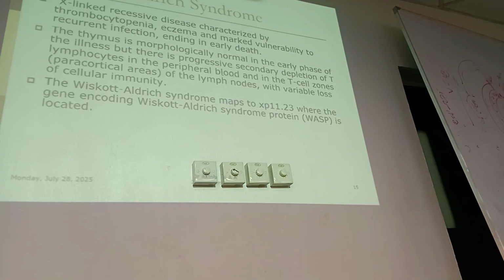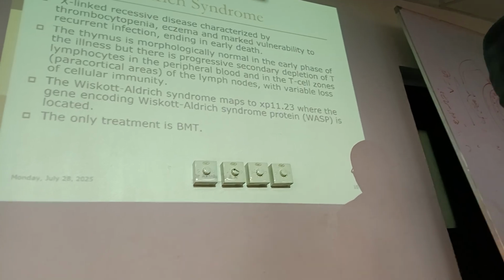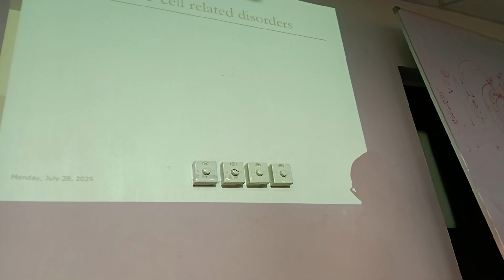So this is called Wiskott-Aldrich syndrome. It's X-linked, so it will be seen mostly in males, where the gene encoding the Wiskott-Aldrich syndrome protein is located, and that is where the problem comes from. The only treatment is BMT, bone marrow transplant.